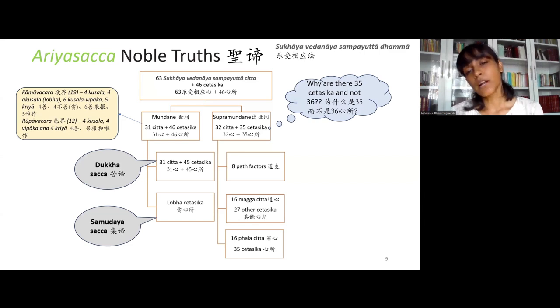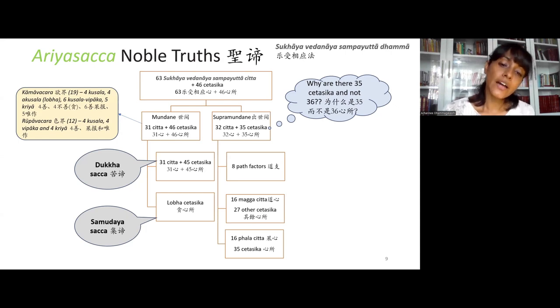Now moving on to the supramundane side. Here we are taking 32 Chitta plus 35 Cetasika. Now you might be having the question in your minds, why are there 35 Cetasika and not 36? Now remember, there are 36 Cetasika arising together with these supramundane Chitta. However, when we consider this particular Tika, Vedanā Tika, the Vedanā Cetasika is excluded. That's why the total becomes 35. So from 36 mental factors, we deduct Vedana to give 35 Cetasika in total.